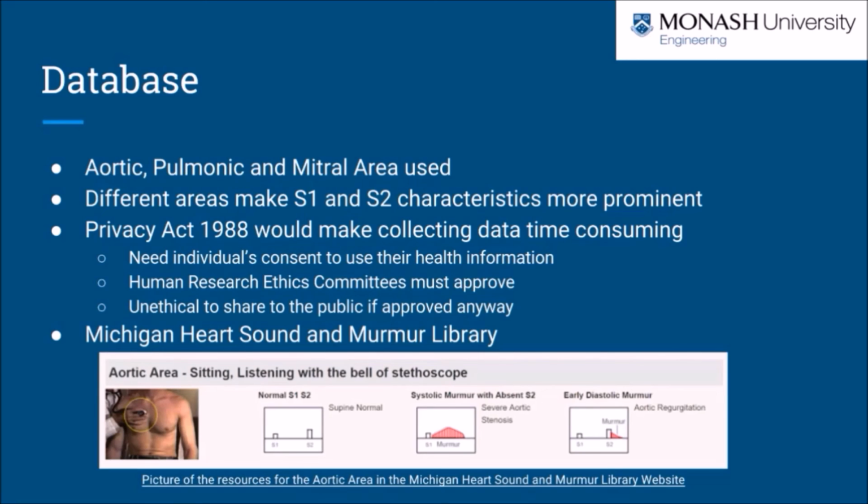Originally we wanted to collect data ourselves, but due to the Privacy Act 1988, there's a long application time as collecting health information would need the individual's consent, and so we could not just go to a hospital and ask to use a heartbeat database for our project. The Human Research Ethics Committee must also approve of us using health information for research purposes, and if that lengthy process is granted, it would also be unethical for us to release our open source project to the public as people will have access to private health information without the owner's consent.